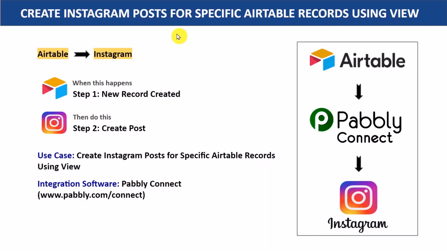Excellent. Hey everyone, in this video we are going to learn how you can automatically create Instagram posts for your specific Airtable records. Here, Airtable and Instagram are two very different applications and there is no direct connection between Airtable and Instagram. That's why we are going to integrate both of these applications with the help of an integration software that is Pabbly Connect. So that whenever a new record is created in Airtable, Pabbly Connect will automatically create posts on Instagram at the same time.